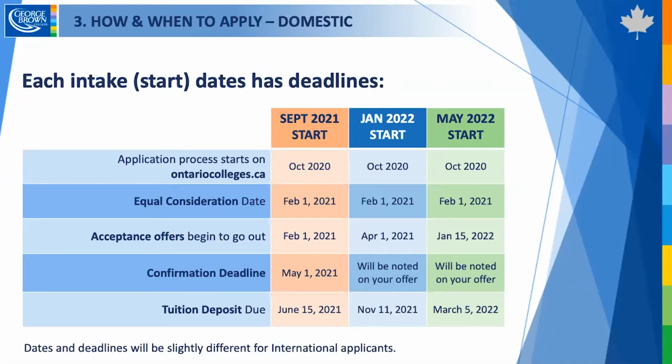Now, let's say you're starting in May, same thing: apply in October, equal consideration date is still February 1st. We will start sending out those acceptances sometime in January 2022. And then again, we're going to ask you to watch out for your email to see when that confirmation date is due. Sometimes it's like 2 weeks after you receive that email, so please keep your eye out and make note of it very carefully. And then that tuition deposit will be due by March 5th.